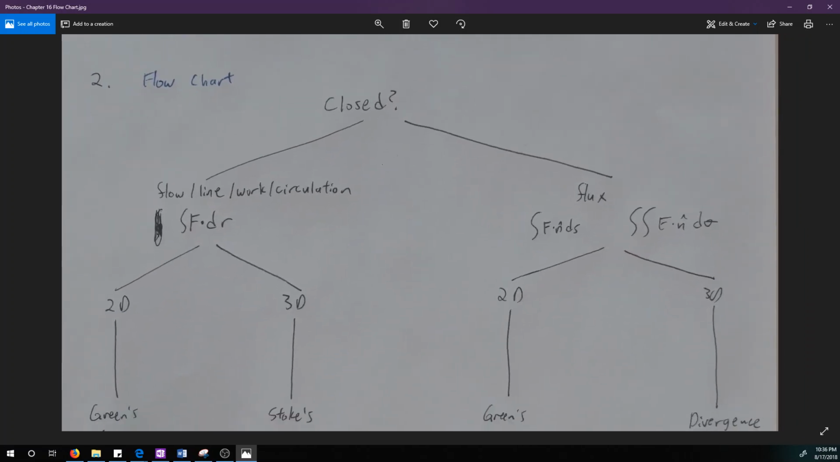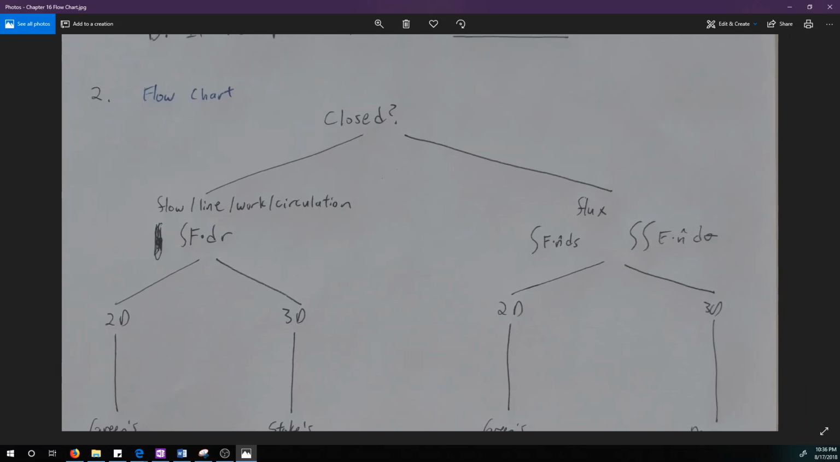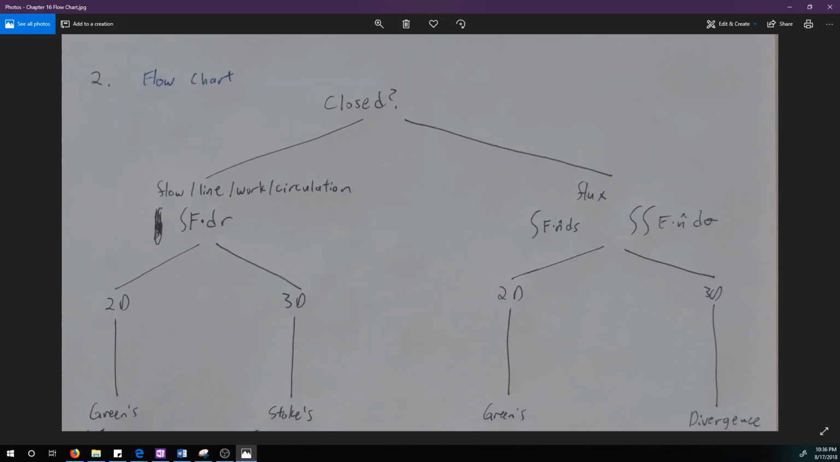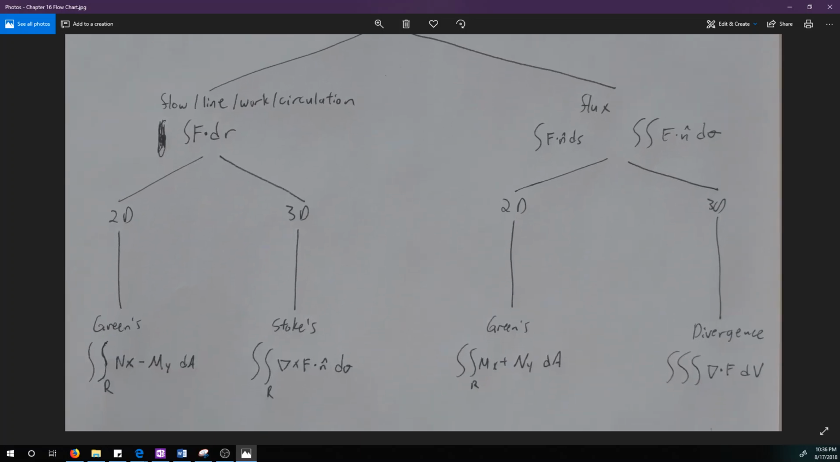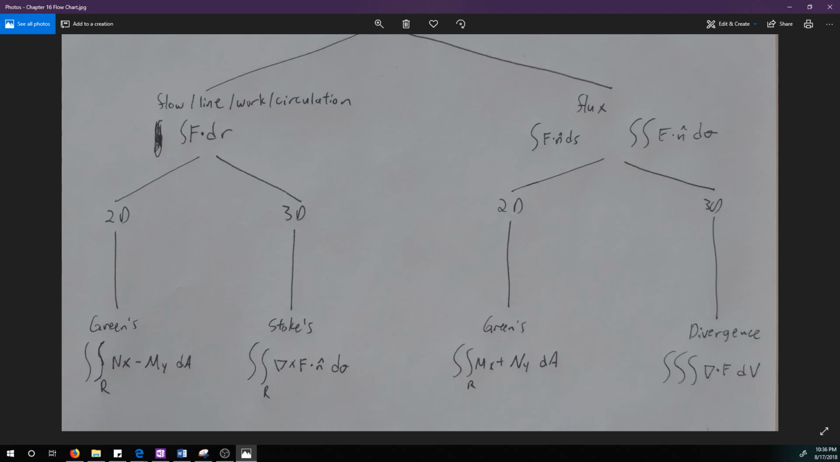So this first question up here, you're asked if it's closed or not. And so what does that mean? Well, your curve has to be closed. So in case of flow, line, work, and circulation, which are all the same thing, f.dr has to be on a closed curve. And when we look at Stokes' theorem right here, it's a three-dimensional line integral, and it has to be on a closed curve.